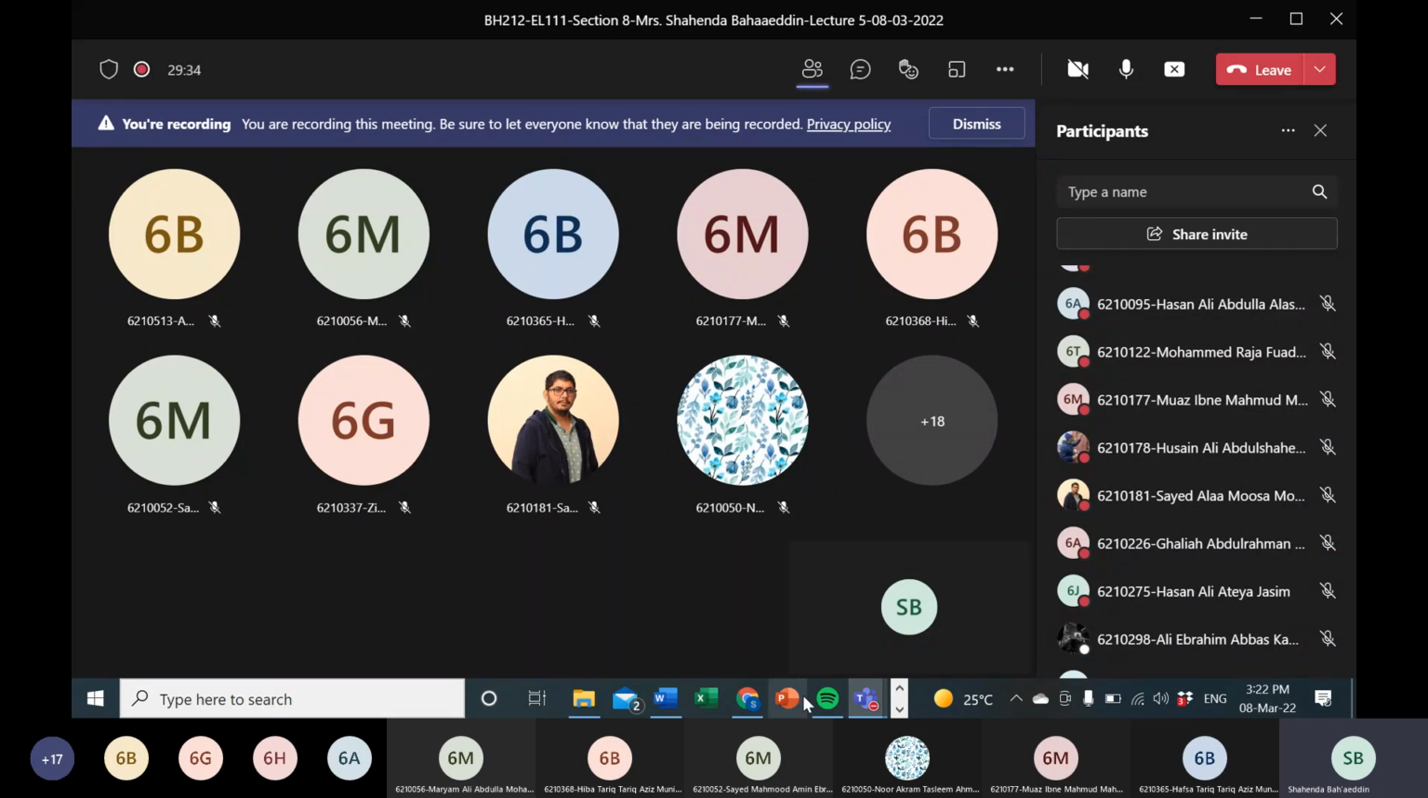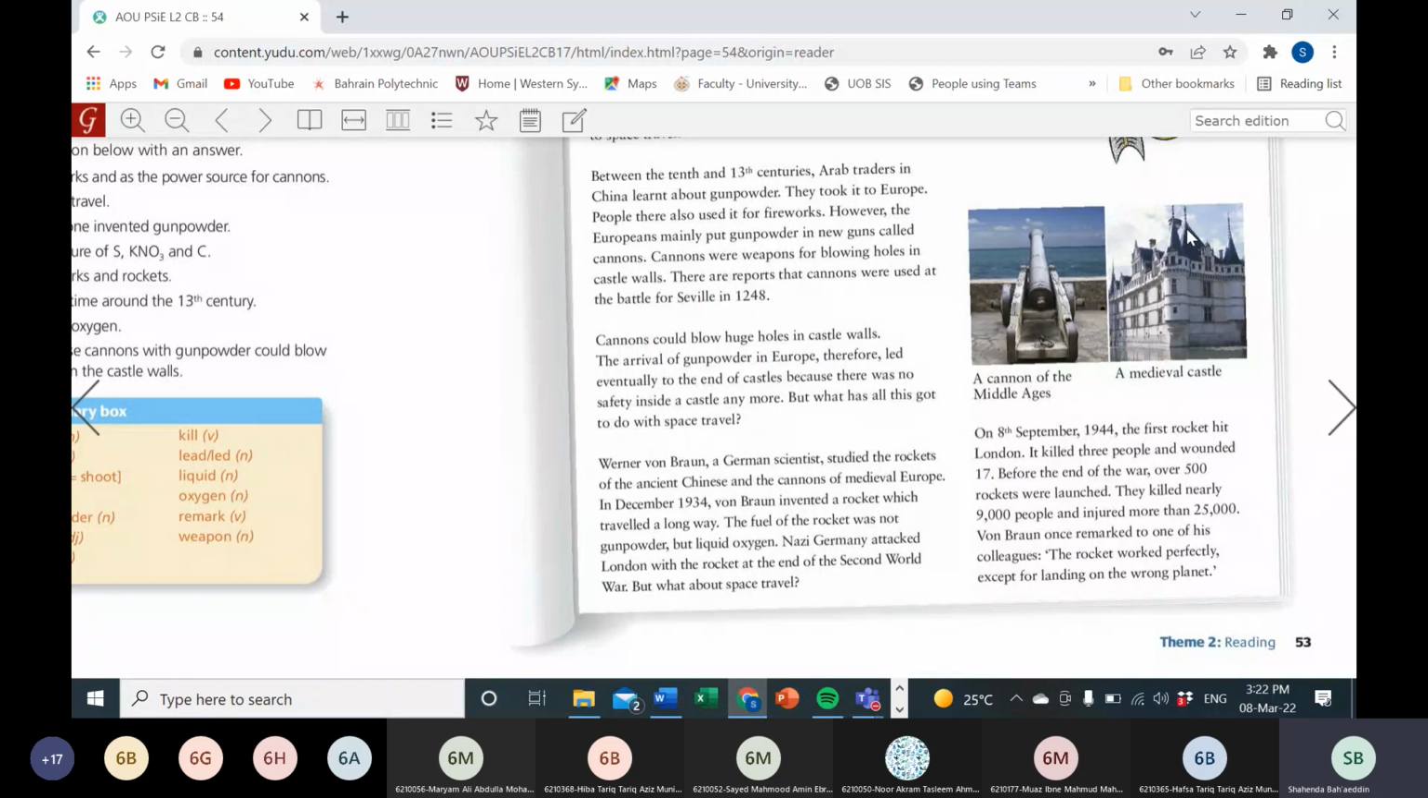Yes, Hussein, please read the first part of the final paragraph. Which paragraph, teacher? The final paragraph, yes, please. You are not here with us, Hussein. This one, on the 8th of September. On the 8th September 1944, the first rocket hit London. It killed 3 people and wounded 17.